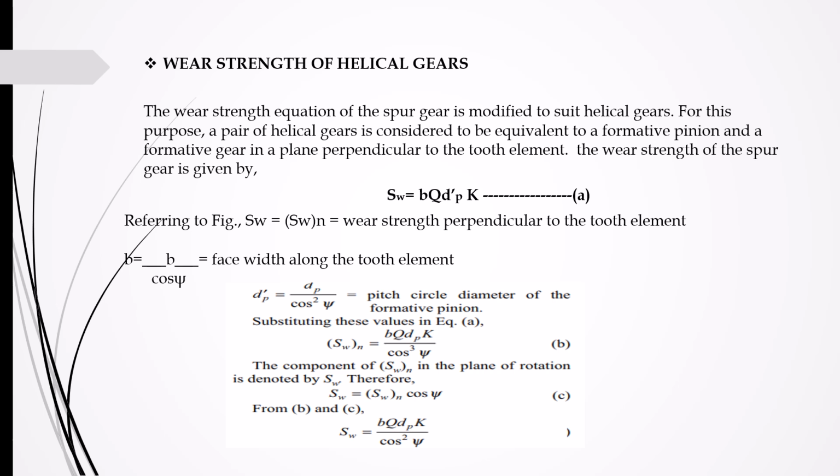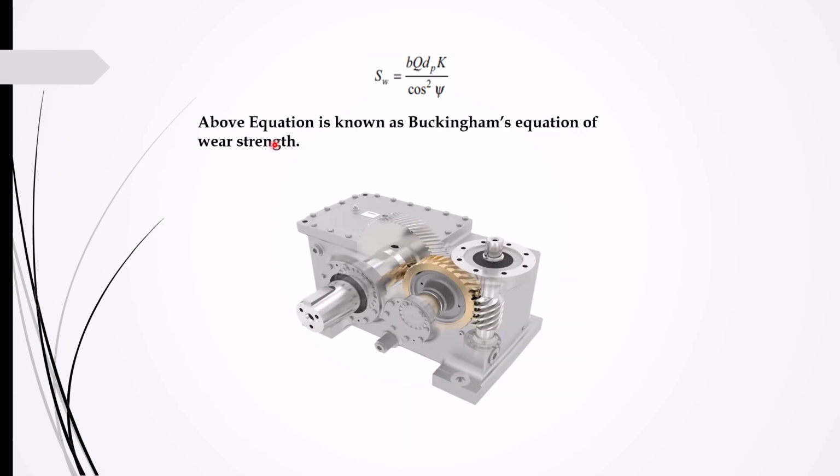The component of SWN in the plane of rotation is denoted by SW, and we get SW = SWN cos psi. After transferring cos psi, we get SWN = SW upon cos psi. After substituting from B and C, we get SW = b Q dp K upon cos square psi, which is our final equation. This is known as the Buckingham equation for wear strength.